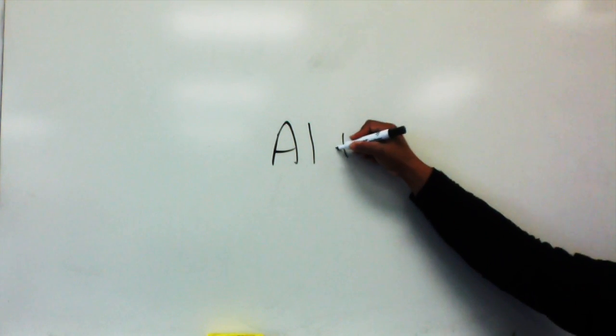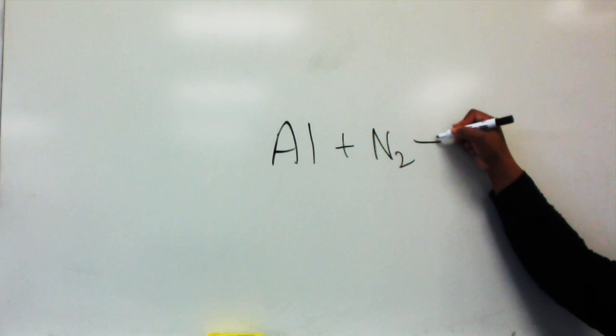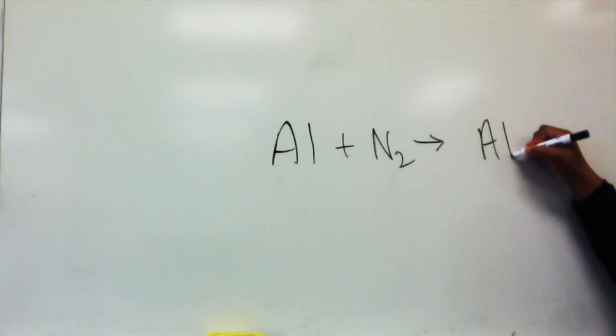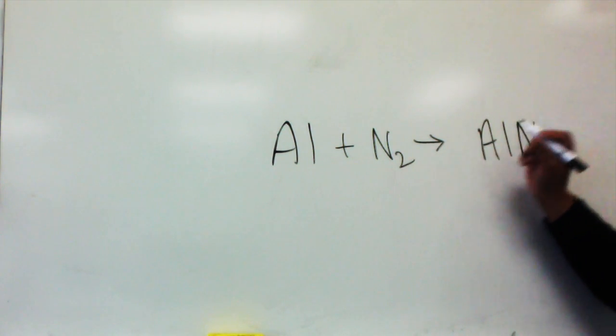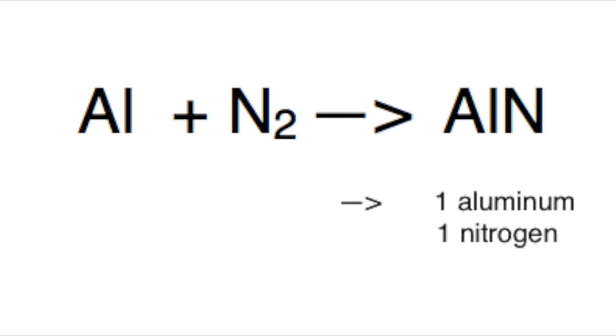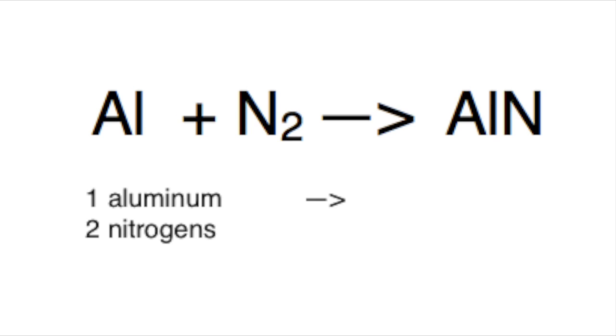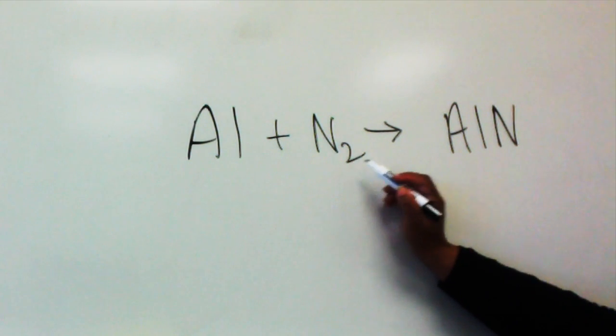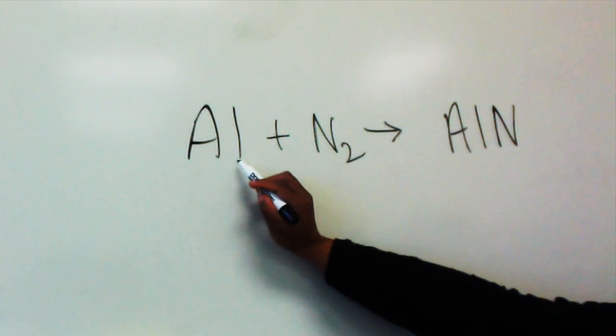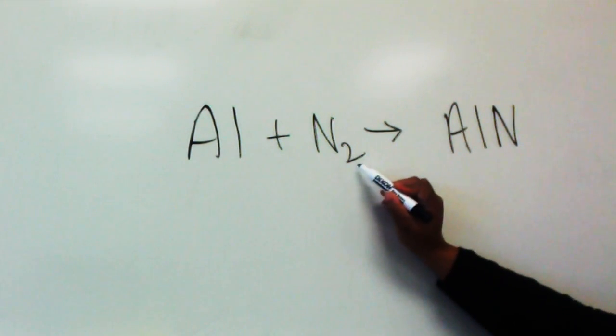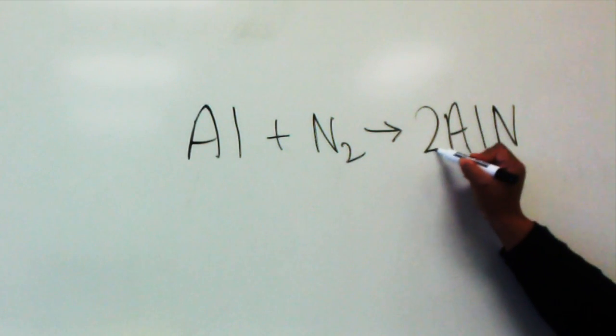Okay, so let's get started. We start off with aluminum plus nitrogen yields aluminum nitride. We look on the right side, we see 1 aluminum, 1 nitrogen. We look on the left side, we see 1 aluminum, 2 nitrogens. How do we make this balance? Well, we know we can't change the little 2 there, the subscript, but we do need 2 nitrogens.